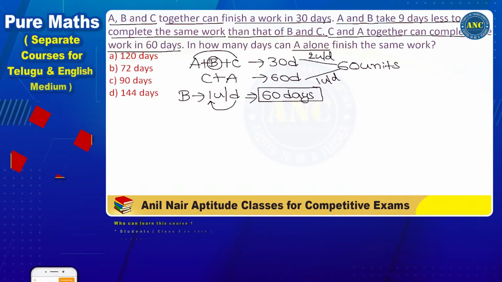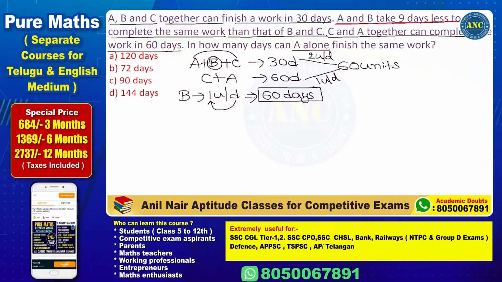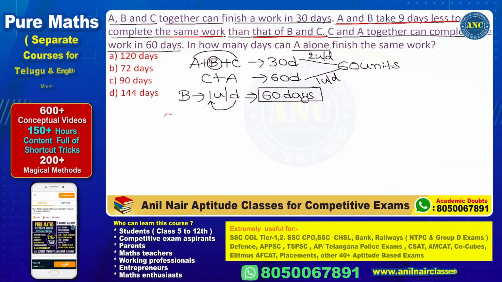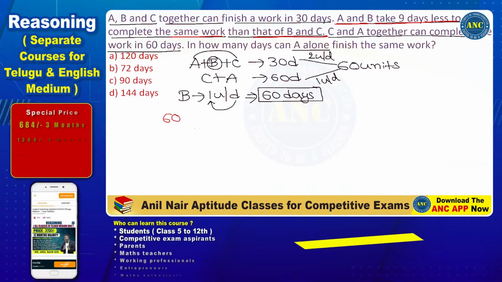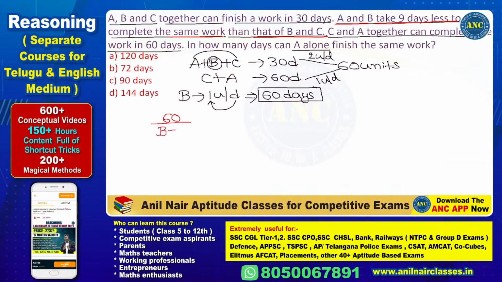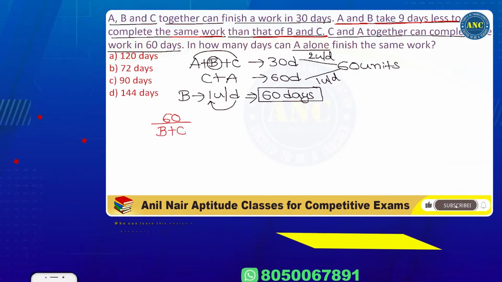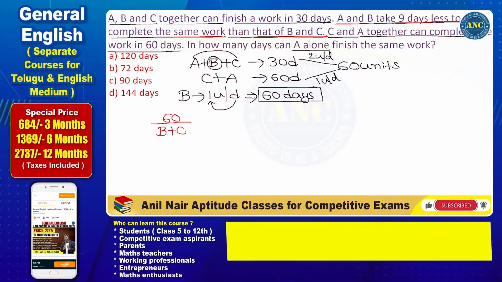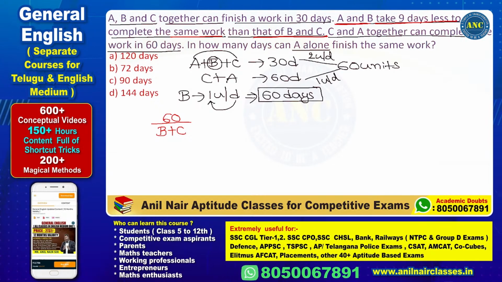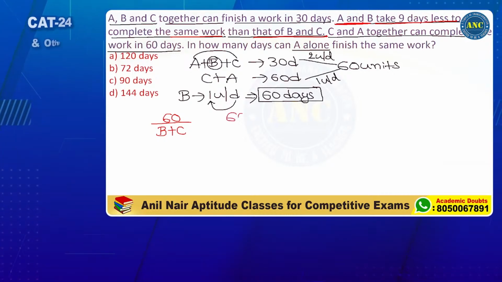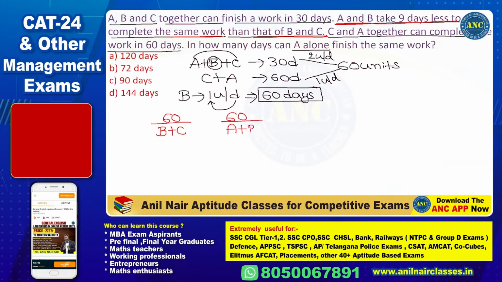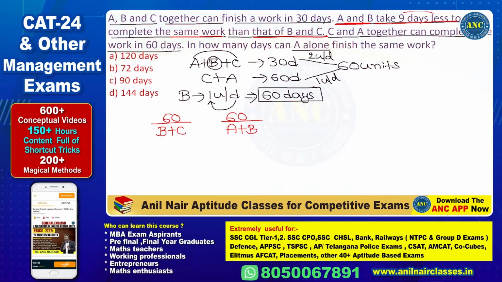That information is A and B take 9 days less to complete the same work than B and C. That means suppose there are totally 60 chocolates in the box. To distribute these 60 chocolates, B and C are working with an efficiency of B plus C, for example. I am taking A's efficiency as A unit per day, B's efficiency as B unit per day, C's efficiency as C unit per day. Similarly, the other two people are A and B. So A and B are also distributing the 60 chocolates and they will work with an efficiency of A plus B, and it is given that A and B take 9 days lesser.